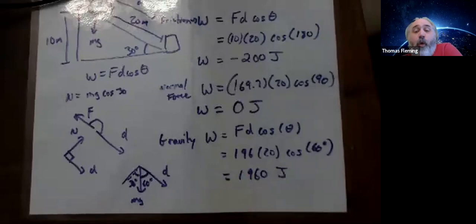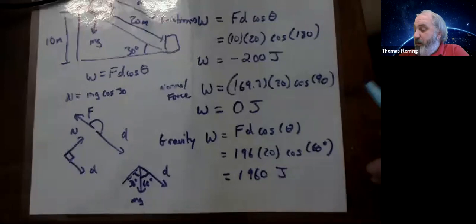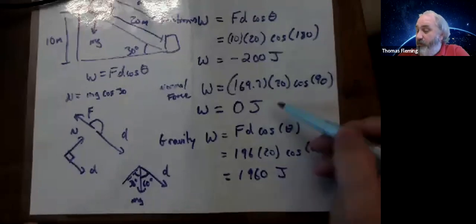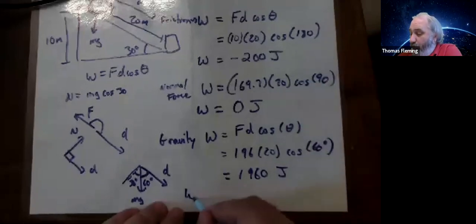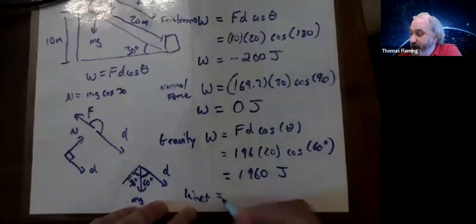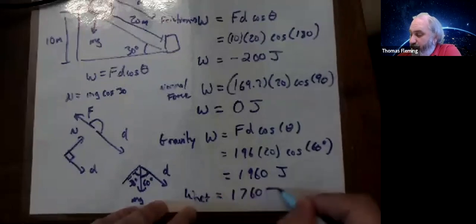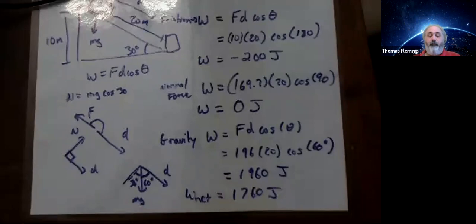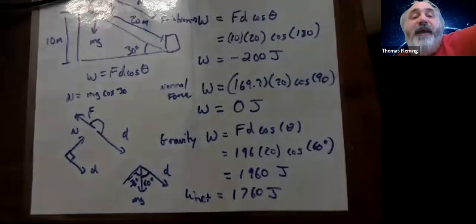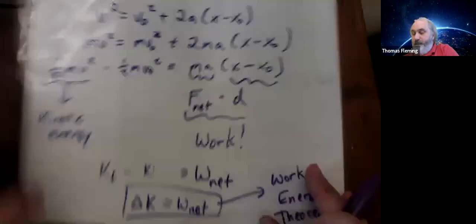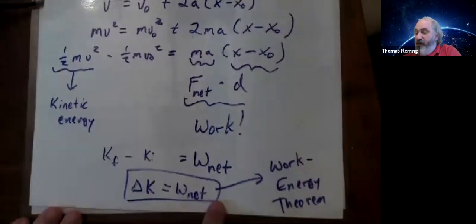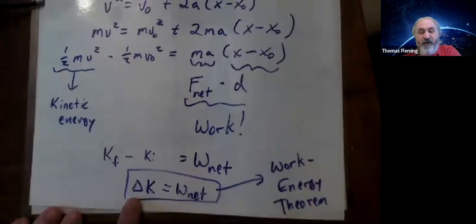So how much total work got done on this box by all these forces? Well, the total work is going to be 1960 plus 0 plus negative 200. So the net work is going to be 1760 joules. And what can I do with that? Well, now I get to go back and use the work-energy theorem, because I know this and I can find the change in kinetic energy.